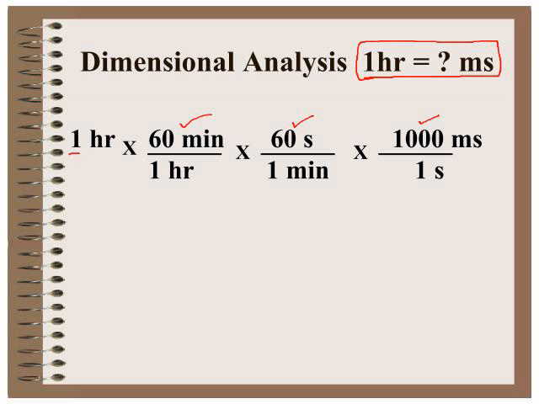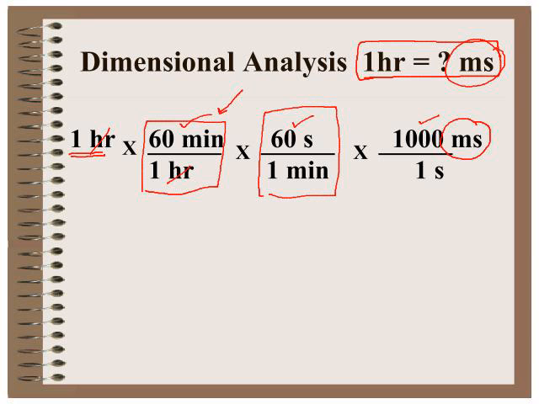So we're starting out with what's given, 1 hour. We're going to milliseconds, so we need to end up with milliseconds on the top when we're done. We then pick our conversion factors to get us there. Here we know that 1 hour is equivalent to 60 minutes. If we stop the problem here, we would have the unit in minutes, but we want to keep going until we get to milliseconds. Our next conversion factor is that 1 minute is equivalent to 60 seconds.